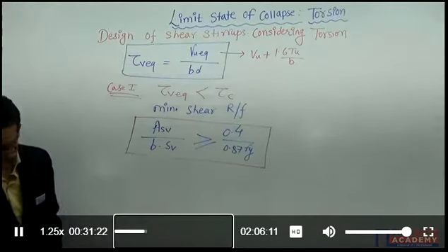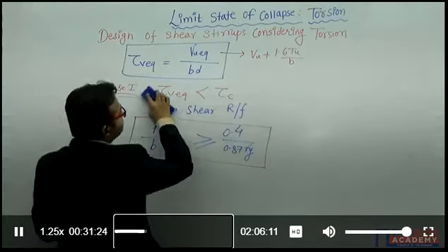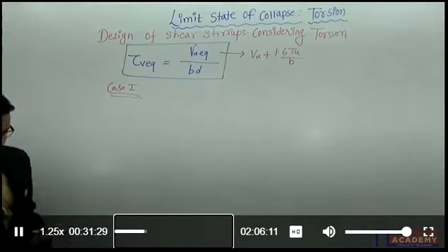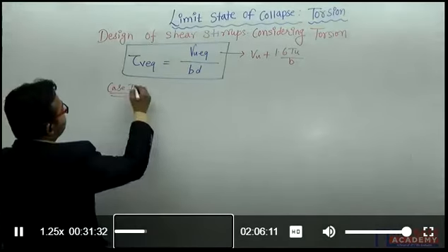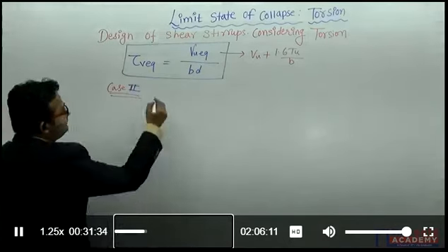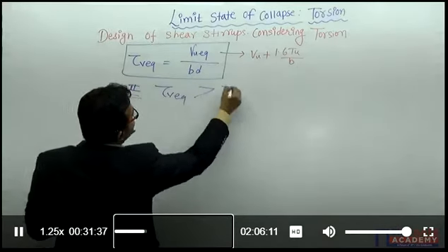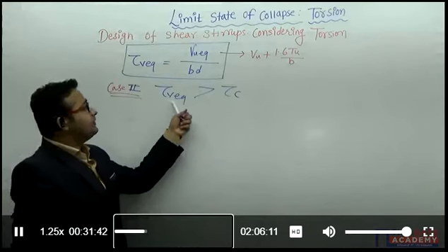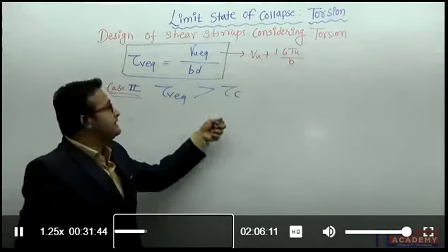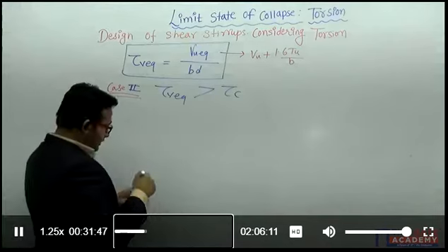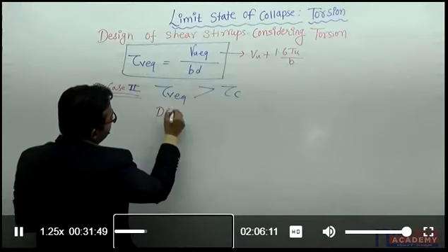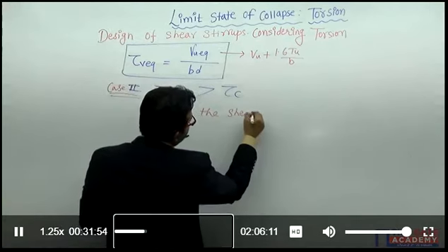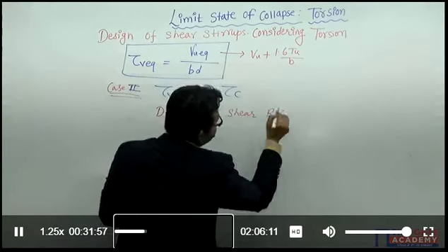Now the second case. Case number 2 is, if tau v equivalent is greater than tau c, means whatever the shear stresses are coming, that are more than the shear strength of concrete, then I will design the shear reinforcement.